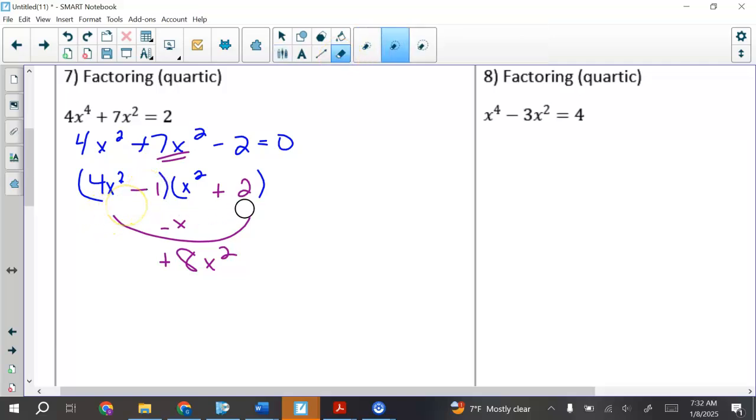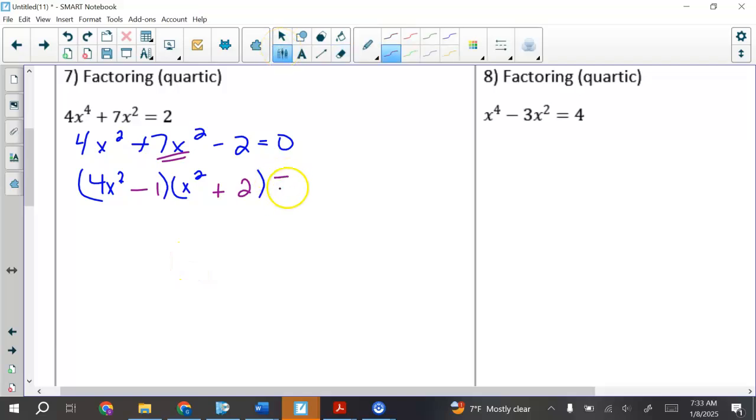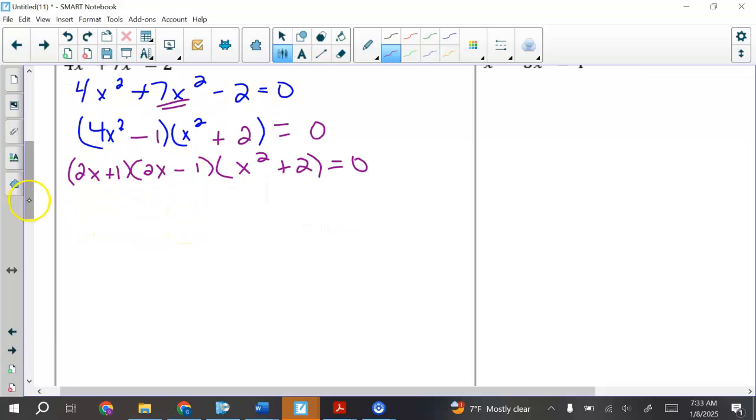All right, now this one, you can actually factor that 4x squared minus 1 a little bit further, called difference of squares. So now I can break it up 2x and 2x. The x squared plus 2 we cannot factor further. It's not a difference and they're not squares. So then multiply to be 1, we go 1 and 1, 1 plus, 1 minus. So now I have it completely factored.